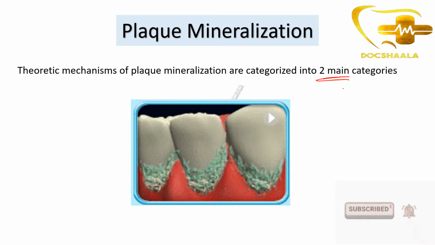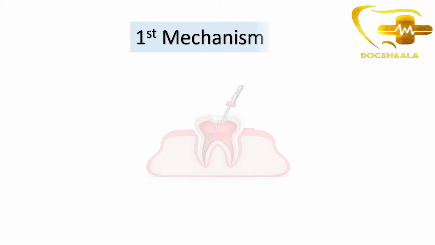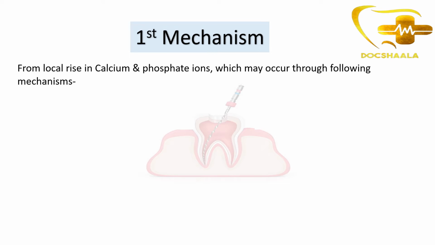So here you can see the buildup of plaque here, right? So the first mechanism that we see is from local rise in calcium and phosphate ions, which may occur through the following mechanisms. So the first mechanism of plaque mineralization is local rise of calcium and phosphate ions. How do these calcium and phosphate ions rise? It is by the following mechanisms.